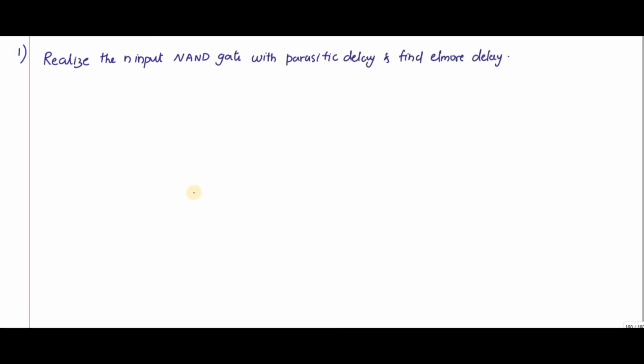So, if it is a NAND gate, you have to connect the NMOS in series. Let me assume, so this is how the NMOS should be connected, and the PMOS should be connected in parallel.